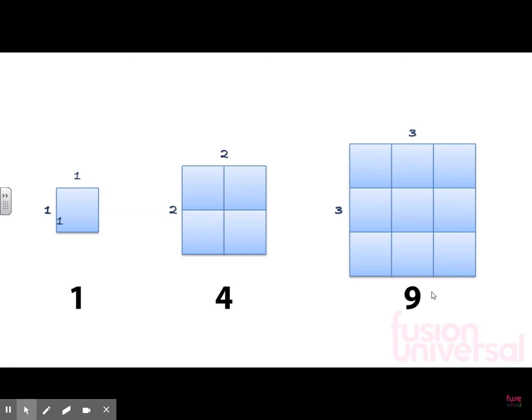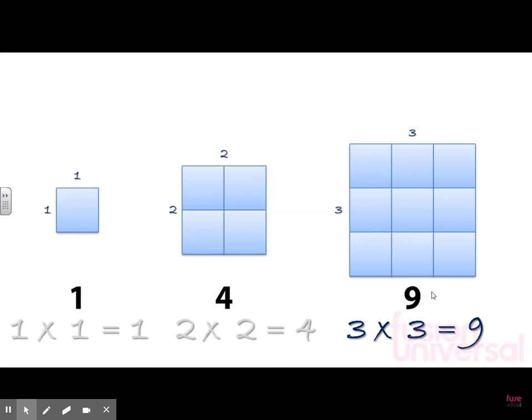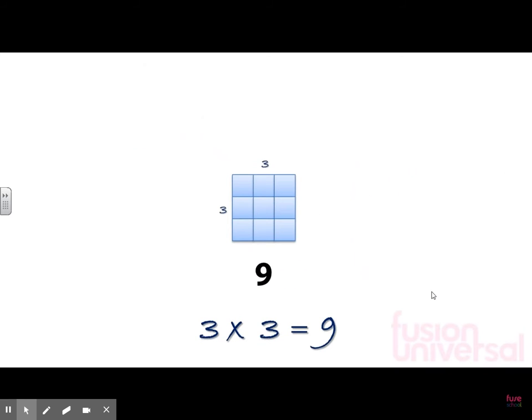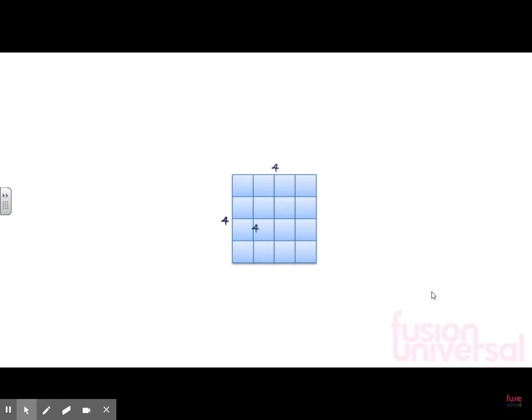We can see that 1 times 1 equals 1. 2 times 2 equals 4. And 3 times 3 gives us 9. Any positive integer multiplied by itself is called a square number. So, the next shape in our pattern has 4 rows and 4 columns. 4 times 4 is 16. So 16 is the next square number.